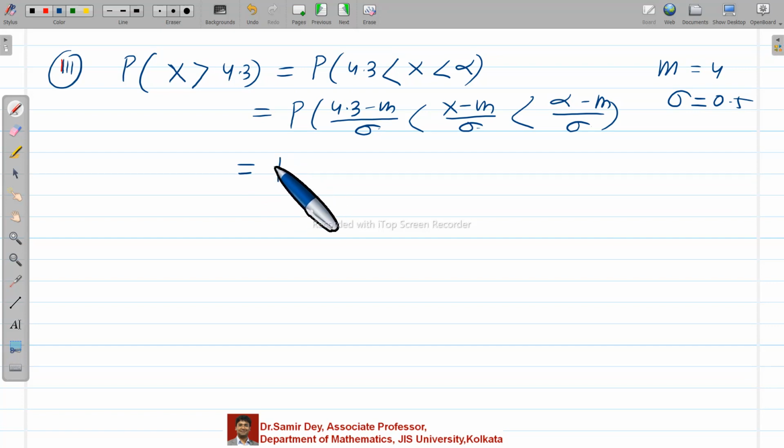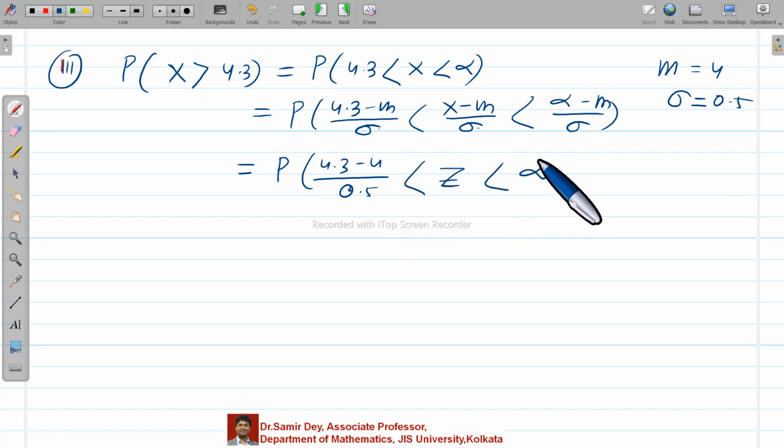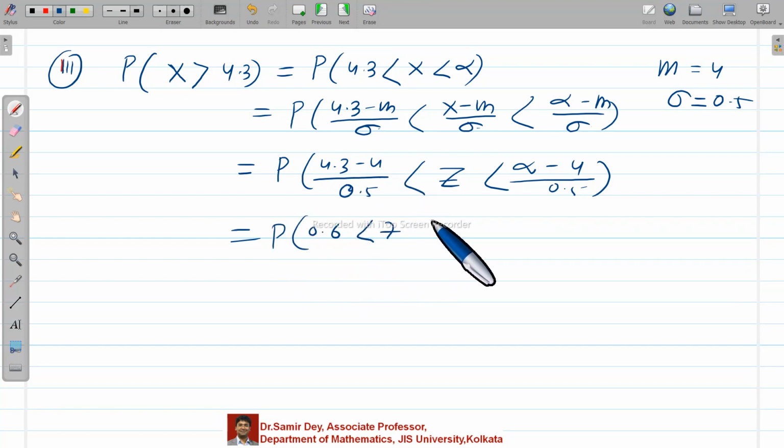So it is coming probability of 4.3 minus 4 by sigma, that is 0.5, less than z less than infinity. Whether you are subtracting, you may write infinity minus 4 by 0.5. Ultimately it is coming to probability 0.6 less than z less than infinity. So this is our required probability.